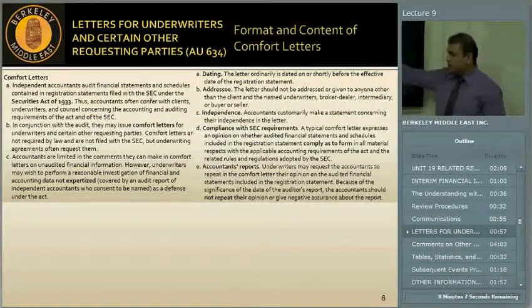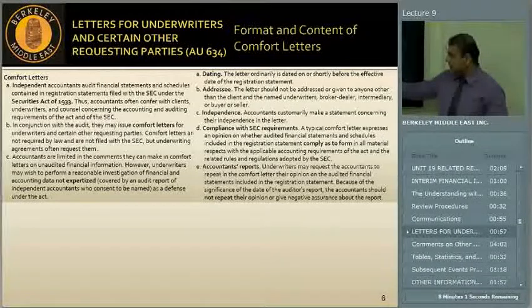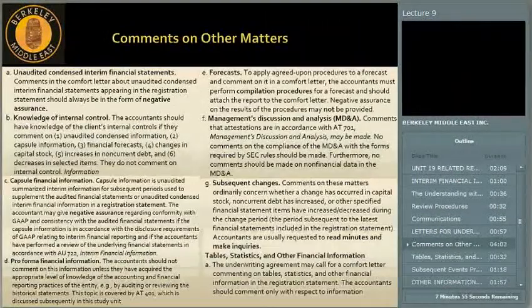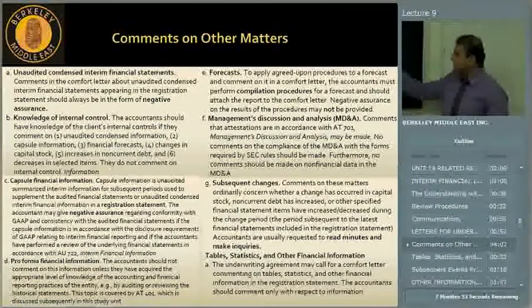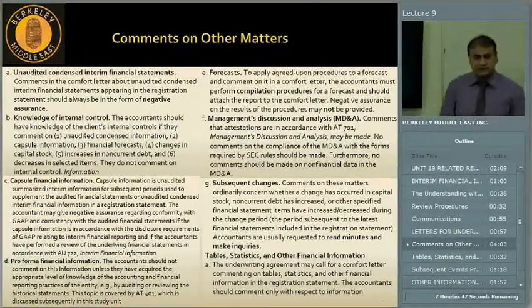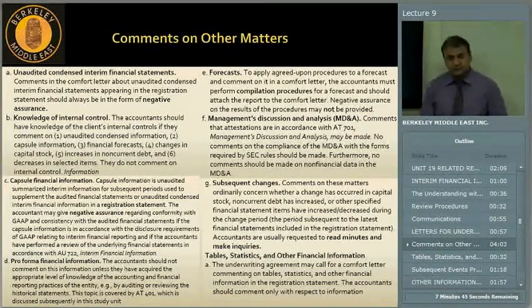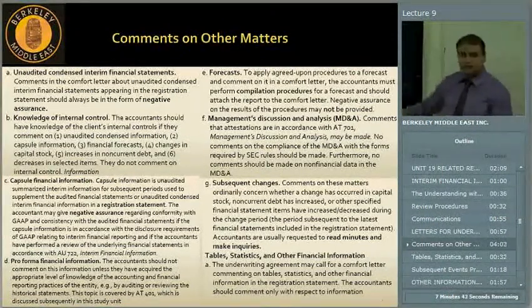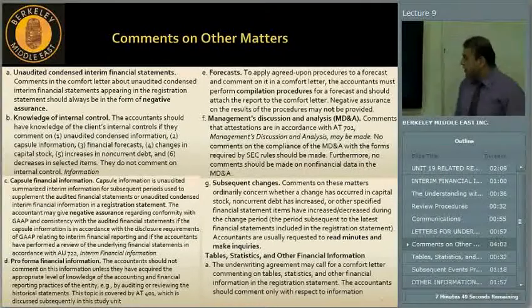What is the date, what is the address, who is the addressee, independence is required, and compliance with SEC requirements, and the standard audit reports, these are the things. Unaudited condensed interim financial statements, as we know, require negative assurance. So the quarterly financials will be here. This is interim financials.